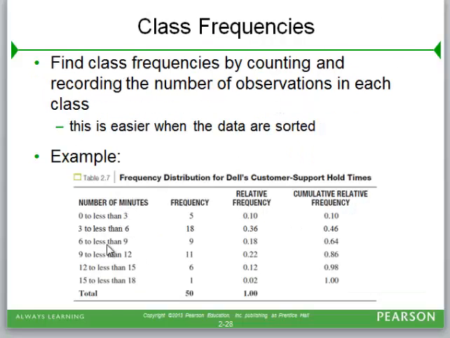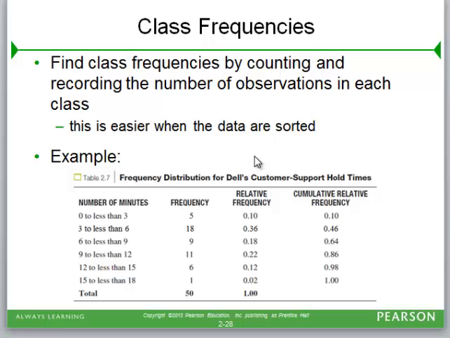Once we get the number of classes, the class width and the clear class limits, we can then count the number of observations and tally them in for the frequency. Here we go, we get the frequency distribution. Again, these frequency distributions help us find out the concentration of the data.